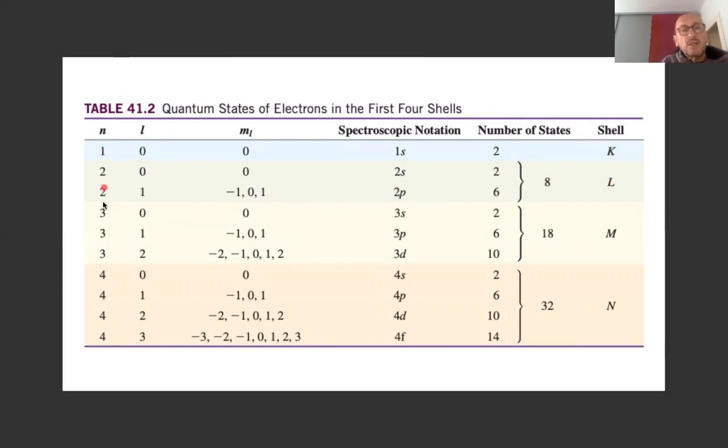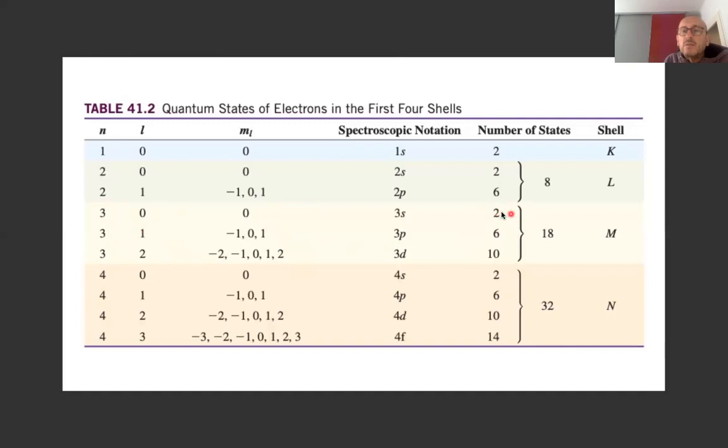These numbers here are not related exactly to the energy as they were in the hydrogen atom, but as the n value increases, it means that the energy is closer to the vacuum level. So we are raising the energy of the electrons. In the n equals 3 level, you can have up to L equals 2.